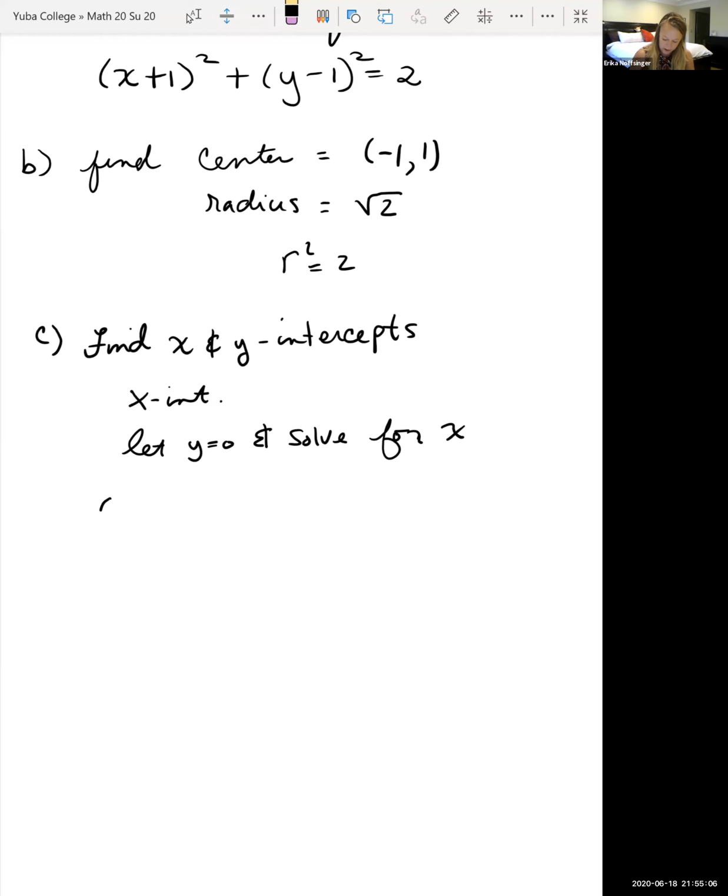So if we go back into our equation, we have x plus 1 quantity squared plus, well, I see a y here, I'm going to replace it with 0. So I'm going to just put parentheses there. 0 minus 1 quantity squared equals 2.